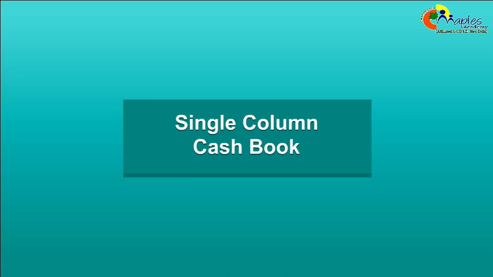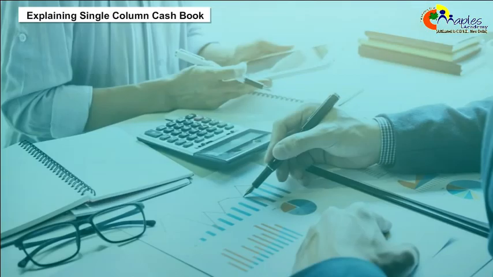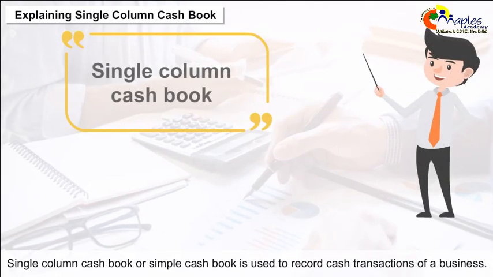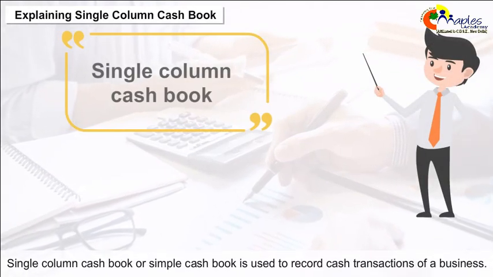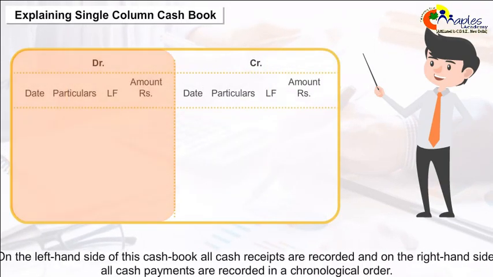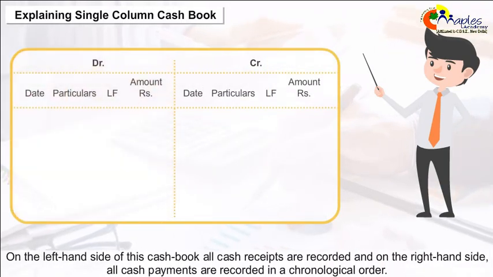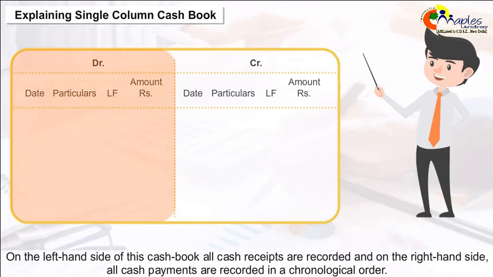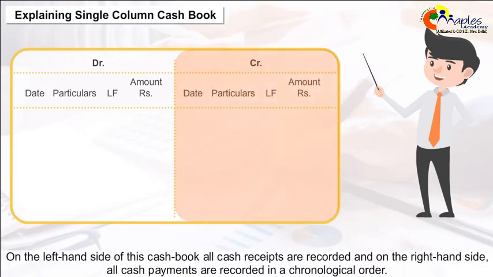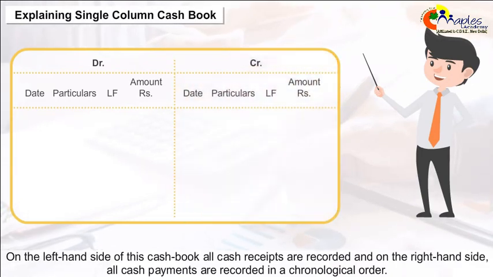Single column cash book. Explaining single column cash book. Single column cash book or simple cash book is used to record cash transactions of a business. On the left-hand side of this cash book, all cash receipts are recorded, and on the right-hand side, all cash payments are recorded in a chronological order.